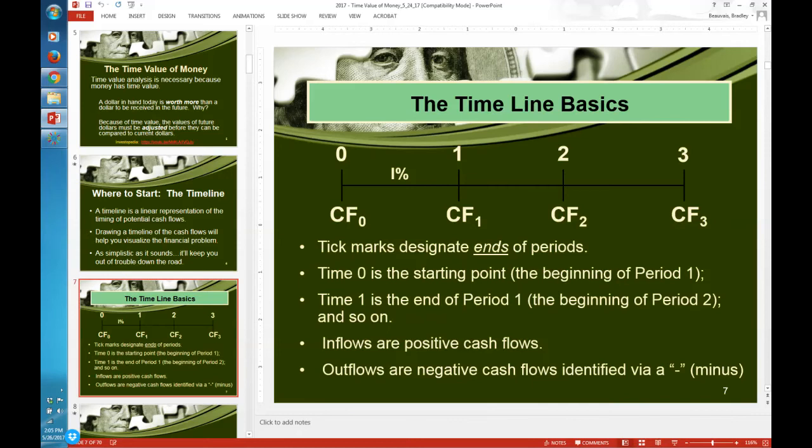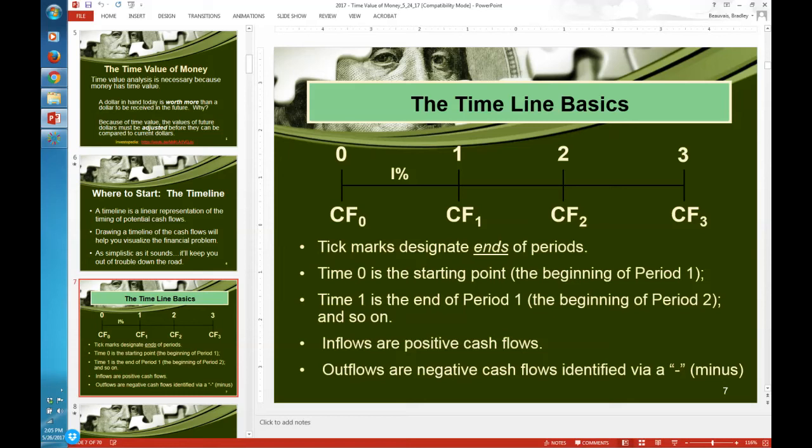So here's the basic timeline. The cash flow, or the CF0, is considered to be today. Again, CF0 is considered to be today, or whenever we expect the project or the investment to start. And then any future period, 1, 2, 3, could be a month from now, a year from now, or whatever time frame you want to consider.